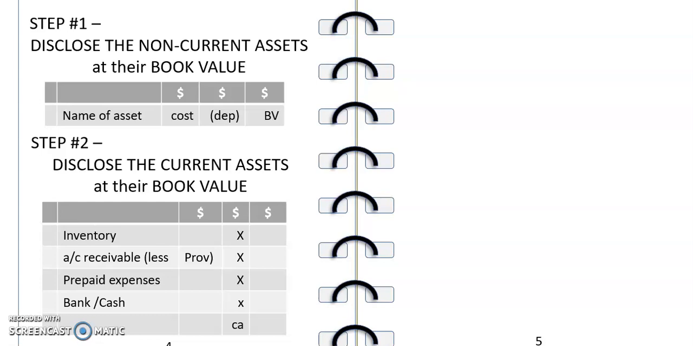Where you put in your prepaid expenses. These are assets now because you've already paid for them. You haven't used them as yet. Then there's bank and there's cash. All right. That's step number 2.